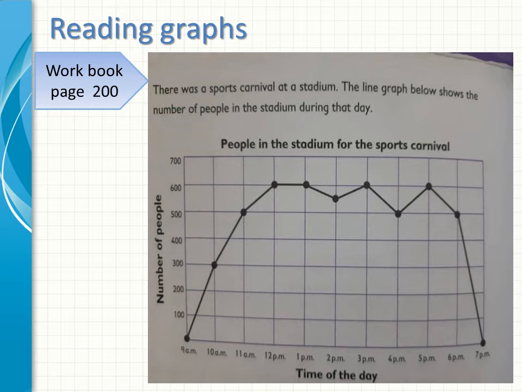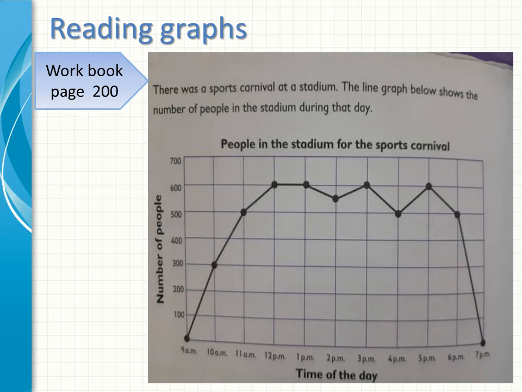This graph, first of all, what does it describe? It's describing people in the stadium who came for a sports carnival, and the horizontal side is describing the time of the day, while the vertical side tells us the number of people that visited the stadium for the sports carnival. Now let's answer question C.